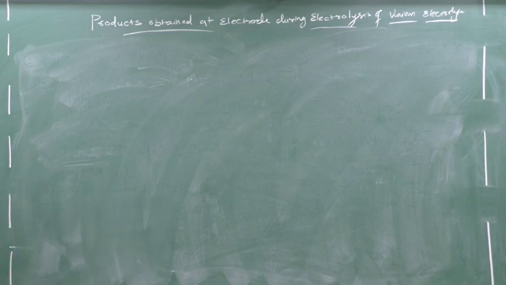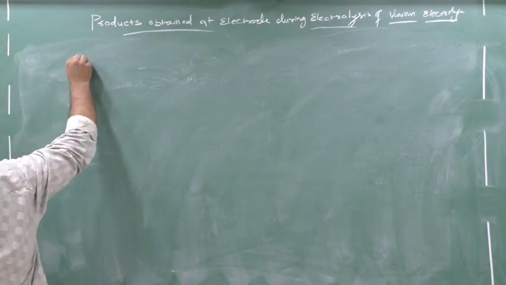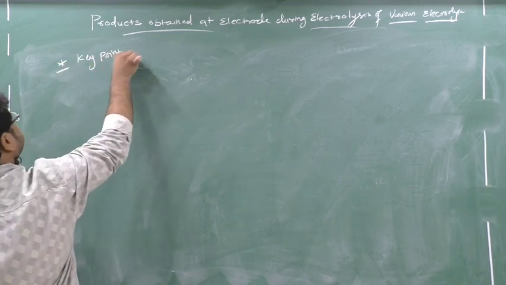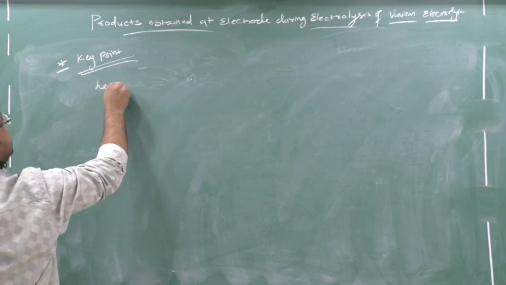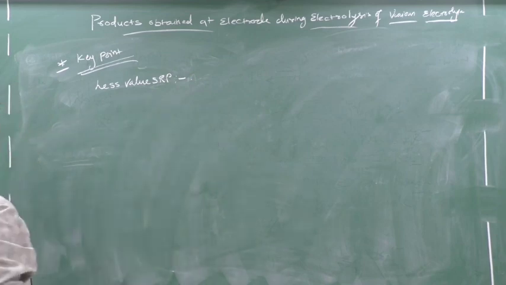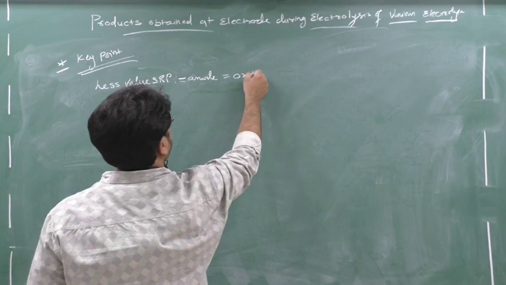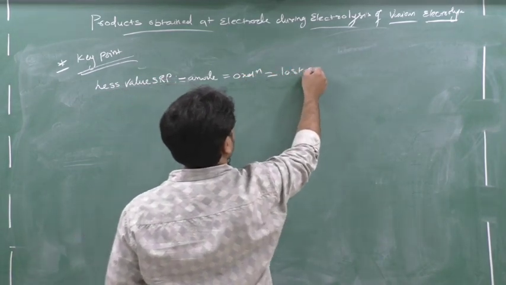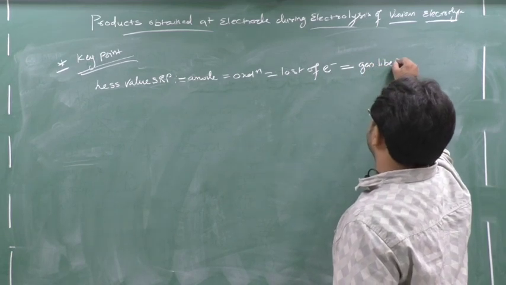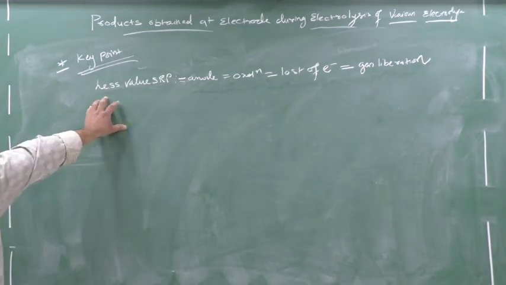Clear? Now one more, write down one more key point, third key point. Key point says: lesser the value of SRP, acts as anode. Anode oxidation, loss of electron, gas liberation except hydrogen. This also please remember. Okay, the lesser value SRP, anode.